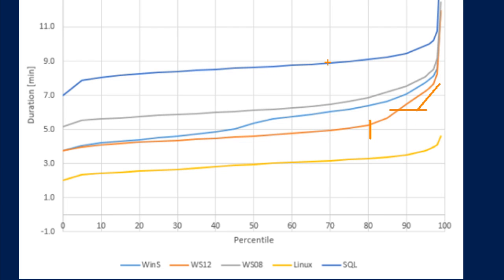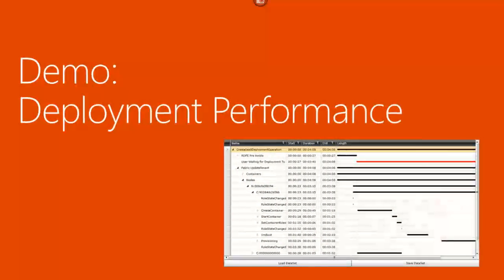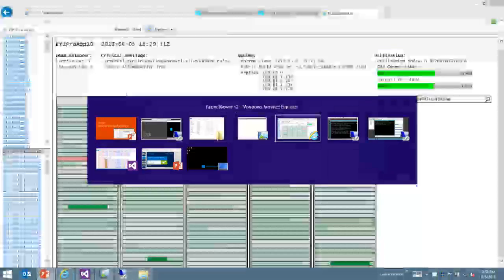And then you can see if we've got a SQL image, it's going to take longer because SQL adds overhead. Server 2008 is this gray bar. But our goal is obviously the latest OS. So if you want the best performance, Server 2012 will get you there. I'm going to skip this demo.